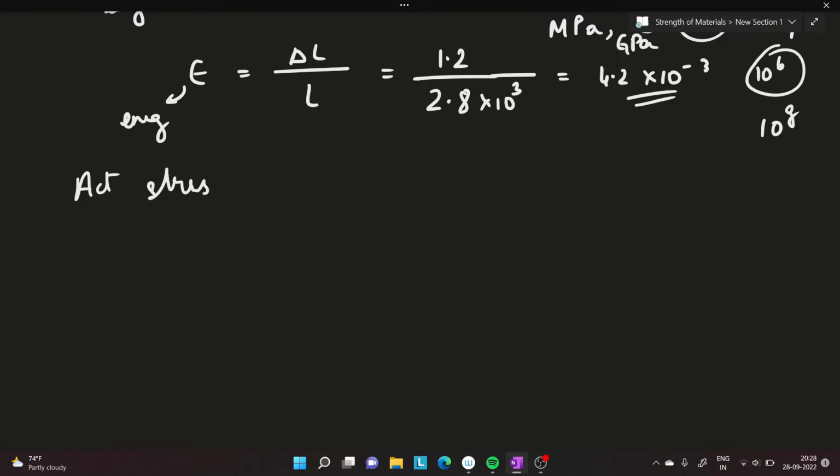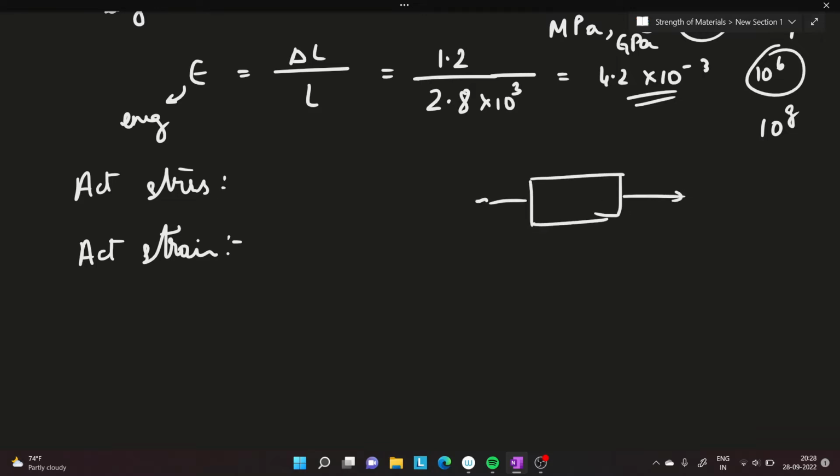Let us also cover something called actual stress and actual strain. What are these? Note that if we have a material and we apply some tensile stress, it is going to deform. While we are applying stress, the cross sectional area is continuously decreasing.